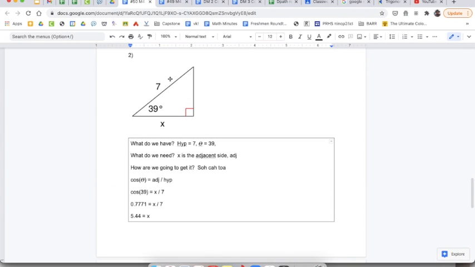In this case, we're given the problem, this triangle with angle 39, hypotenuse is 7, and we're looking for the adjacent. We don't care about the opposite right now. We could go solve for it, but we don't care about it right now. Only x, the adjacent, and we just found out that x equals 5.44. And that's how you solve for a missing side using trigonometry.